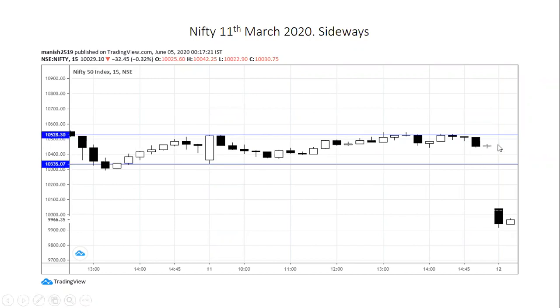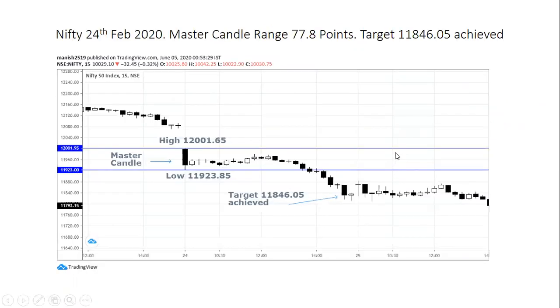See, till last candle, price is just moving inside master candle. So some trading sessions can be like this. You will not get any trading opportunity. Okay, once again, Nifty 15 minutes time frame.